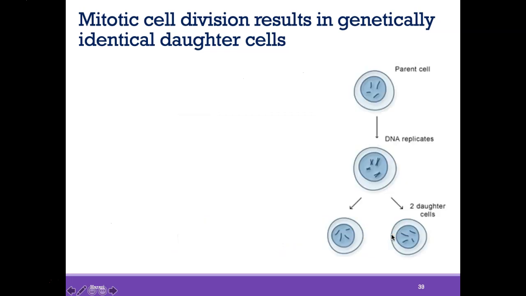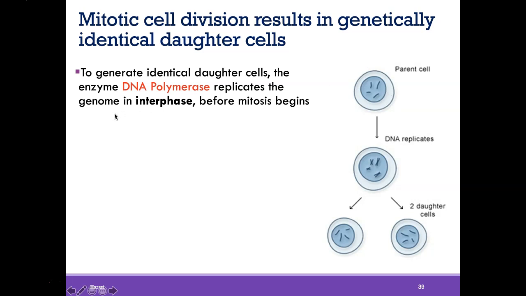That's what we're going to see in summary. We started off with a parent cell, and then DNA polymerase has to come in during interphase, before mitosis begins, and replicate all of those chromosomes. Once DNA is replicated, then we can divide into 2 daughter cells. And these 2 daughter cells will be identical to the parent cell.